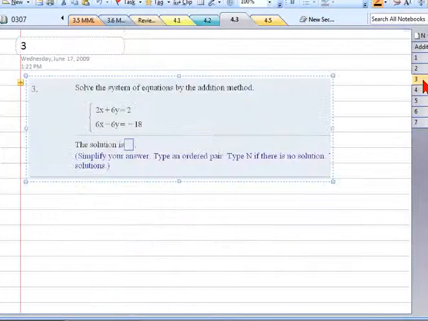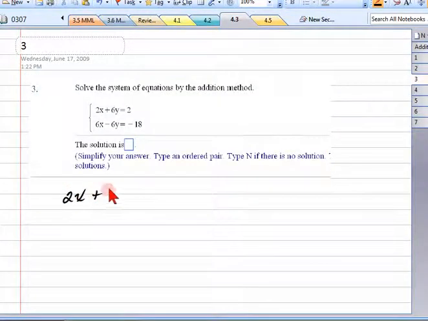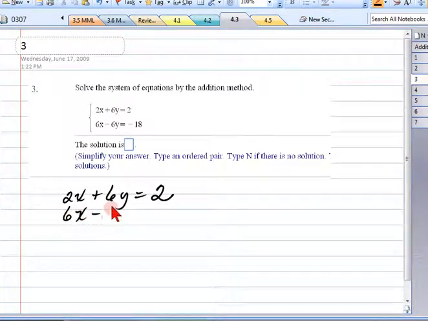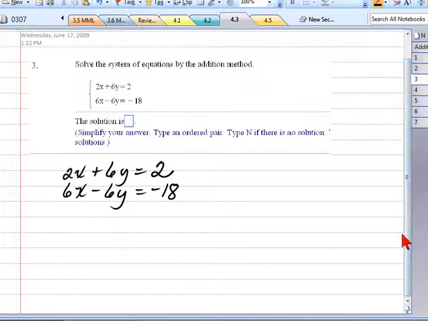Let's look at number 3. Number 3 says, solve the system of equations by the addition method, and I'll copy it down. I have 2x plus 6y is 2, and I have 6x minus 6y is negative 18. Okay, does everybody see that you do have opposites, and they are in the y's? Then I'm going to pause the recording, and I would like y'all to solve this system.